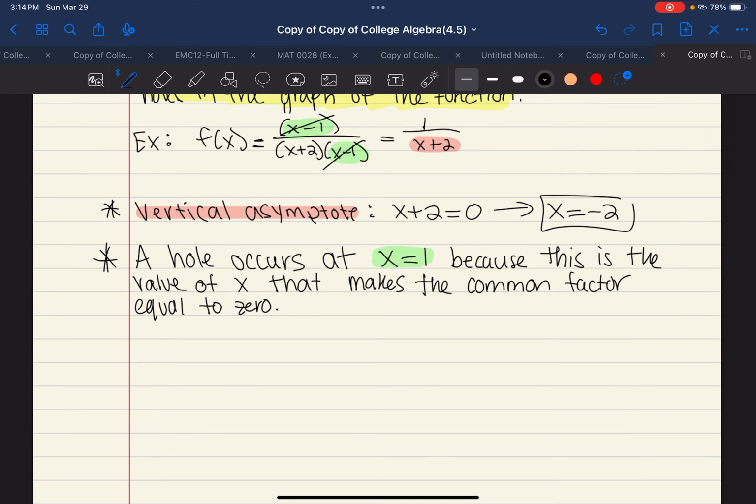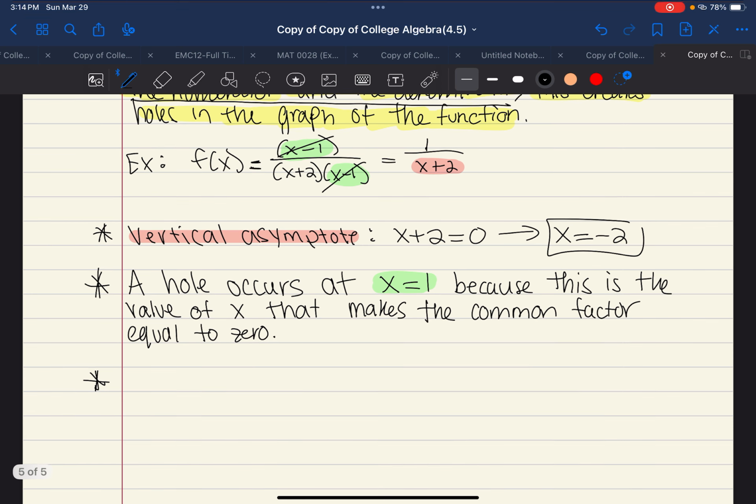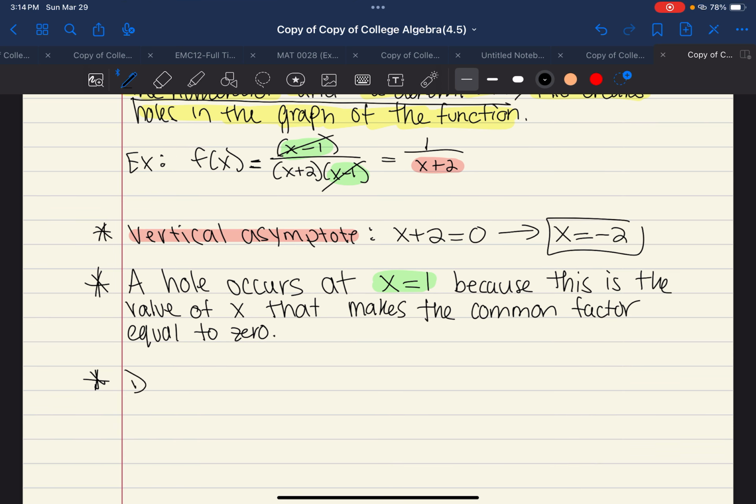Now, the domain of this function is still all values except what makes the original denominator equal to 0. So x still cannot equal negative 2, because negative 2 would make that first factor equal to 0. And x cannot equal positive 1. So this is for the domain.